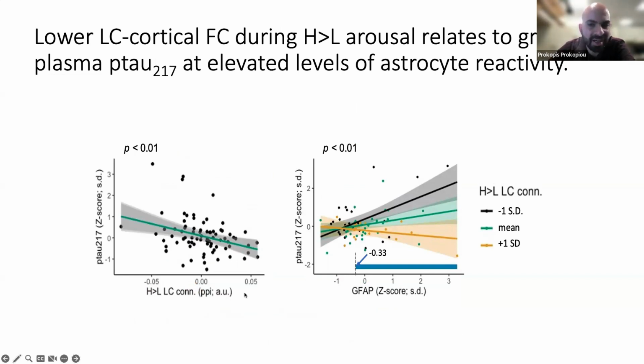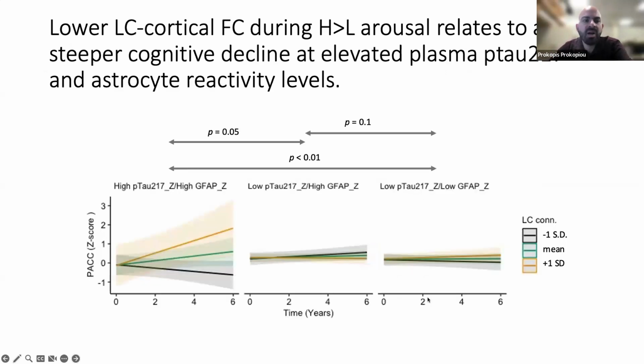And we repeated the same analysis using LC functional connectivity. And with this, I mean the connectivity between the LC and the cortex. And we found that lower LC connectivity was related to higher levels of p-tau 217 in the blood. And again, this association was moderated by GFAP, by astrogliosis, very similar to what we've seen for LC activity. Lastly, we investigated the relationship between LC activity and connectivity, tau phosphorylation in the blood, astrogliosis, and cognitive decline. And we observed no significant association between LC activity and cognition. However, we observed that LC functional connectivity was related to cognitive decline when both p-tau 217 and GFAP were elevated.